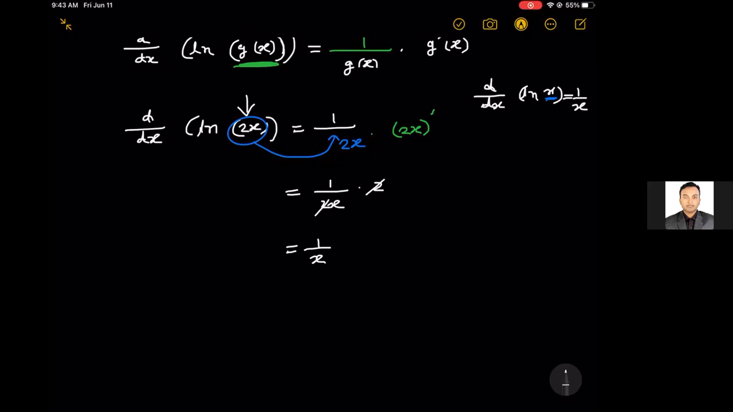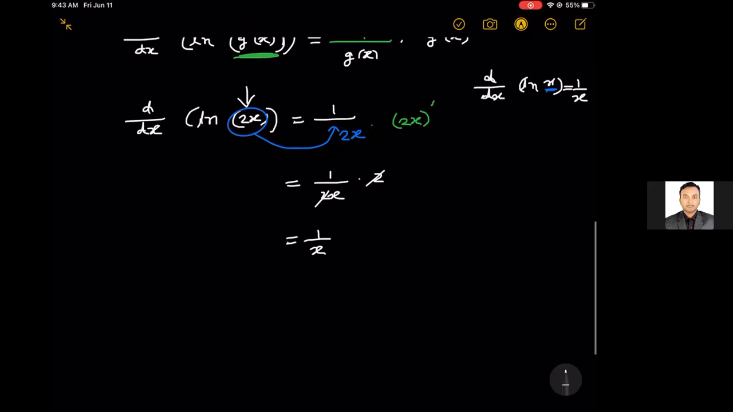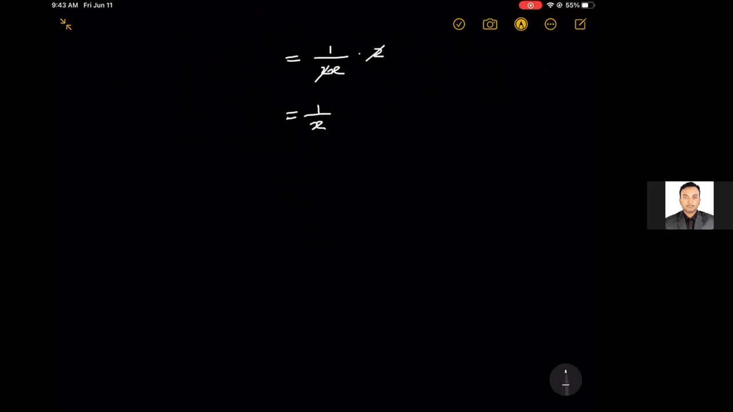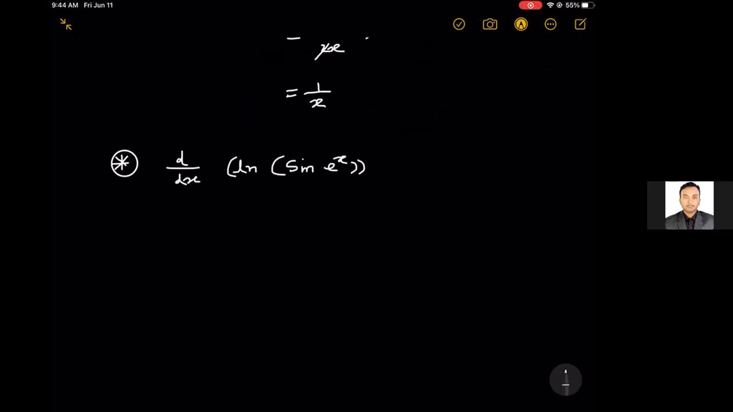And your problem is: find the derivative of natural log of sine e to the x. It looks really nice, doesn't it?